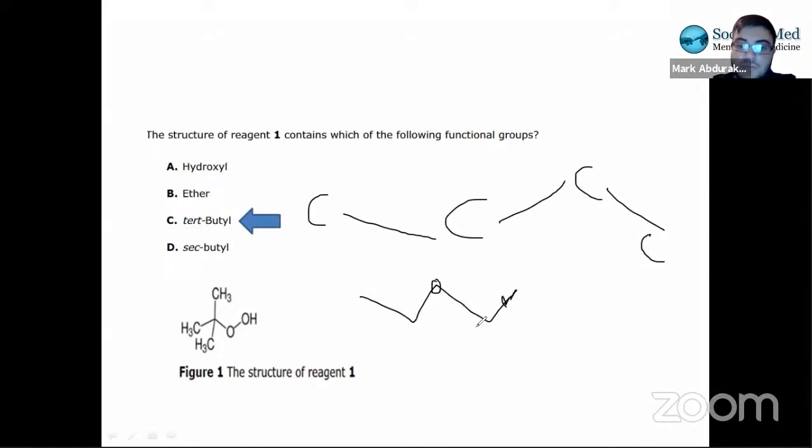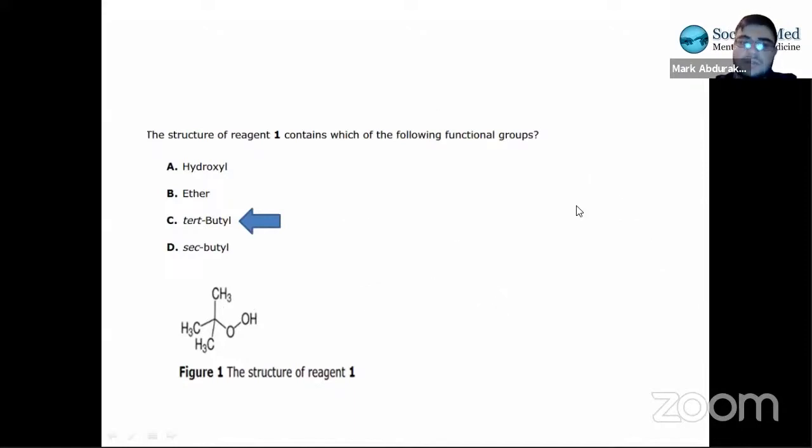also has 2 hydrogens but 2 carbons. This is a secondary, this is a secondary, this is a primary, right? These edge pieces are primary, whereas these middle pieces are secondary. In this case, this one's a tertiary because that's 3, okay? And this question is just simply about knowing the different groups.